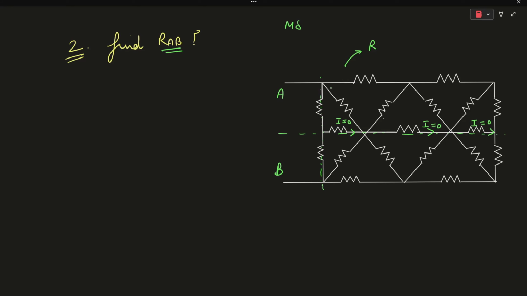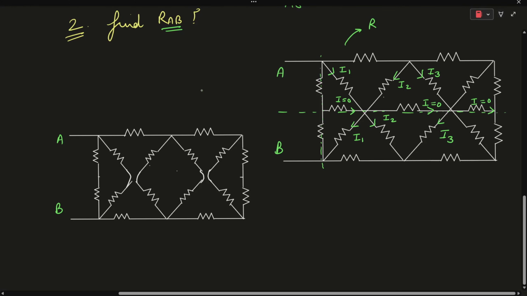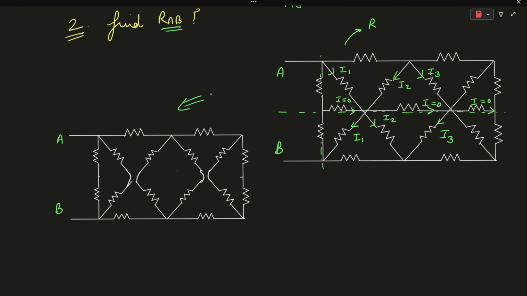Let's say the current flowing in this branch is I1. Due to mirror symmetry, the current flowing in this branch will also be equal to I1. Similarly, if the current flowing in this branch is I2, then the current flowing in this branch will also be equal to I2. Similarly, if this current is I3, then in this branch the current flowing will also be equal to I3. So this will be the simplified version of this particular electrical network.